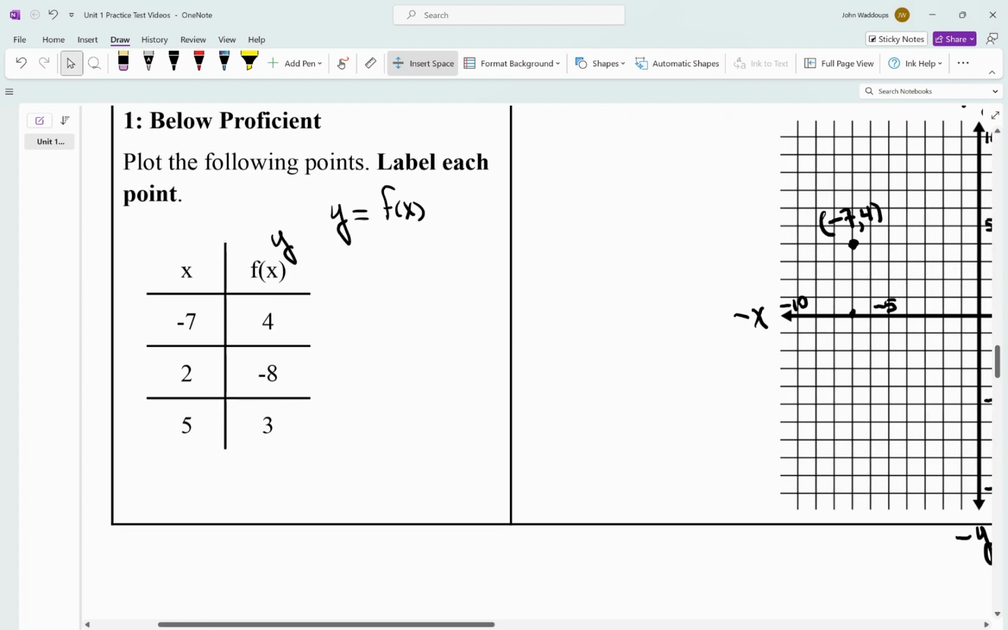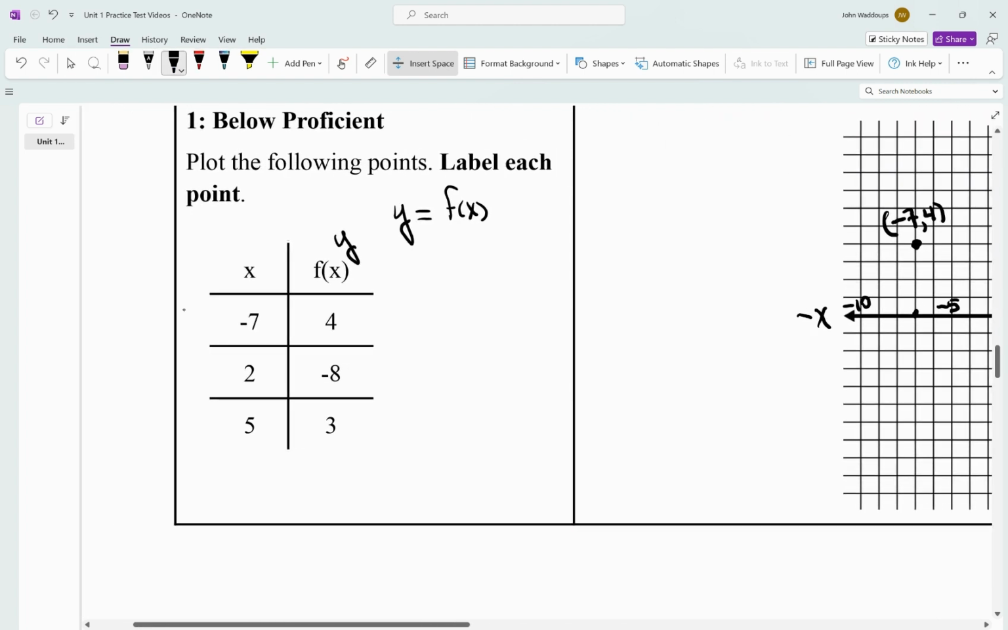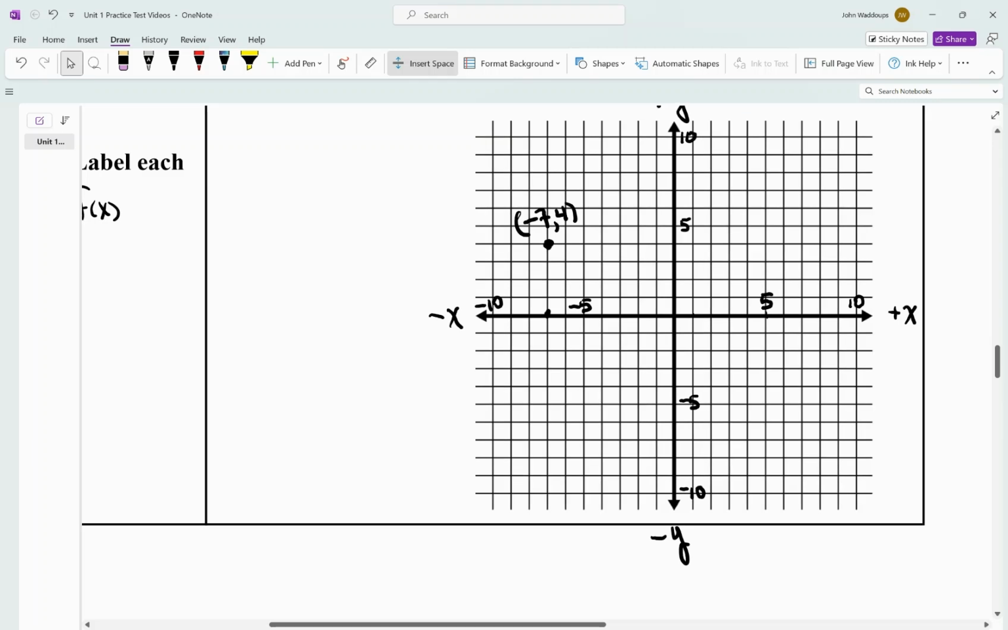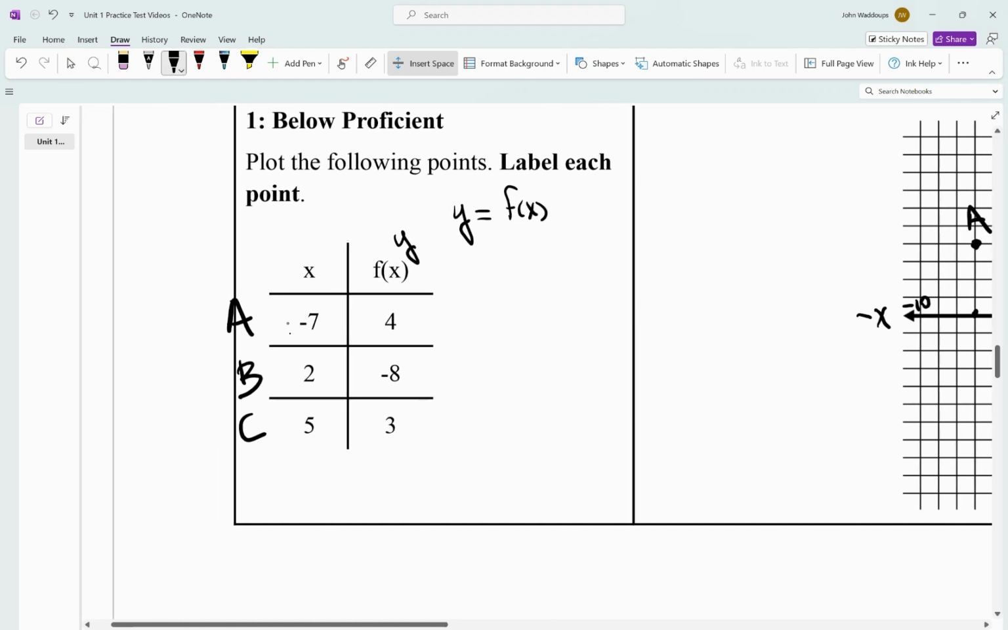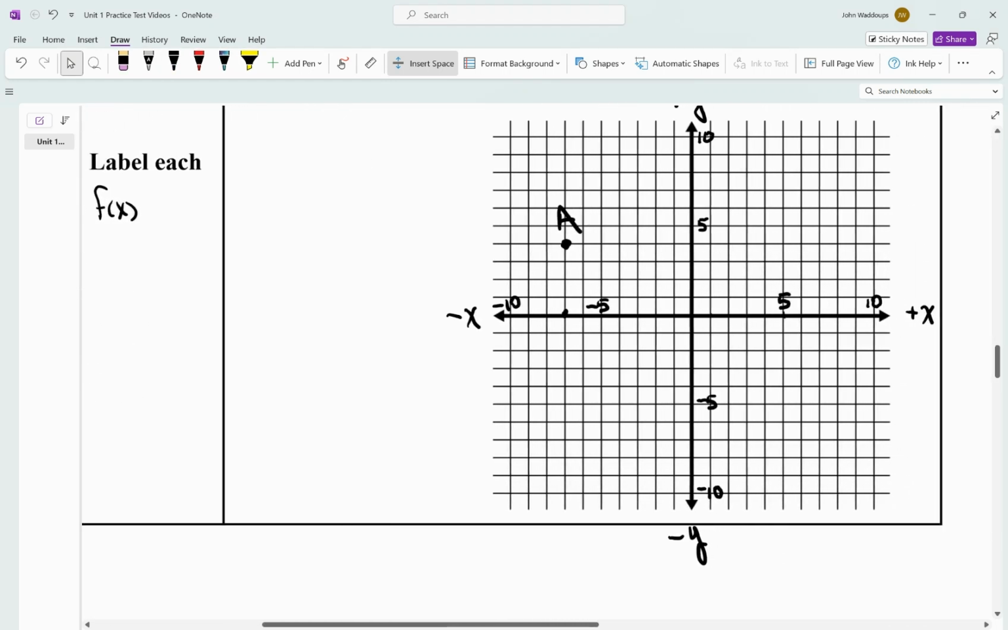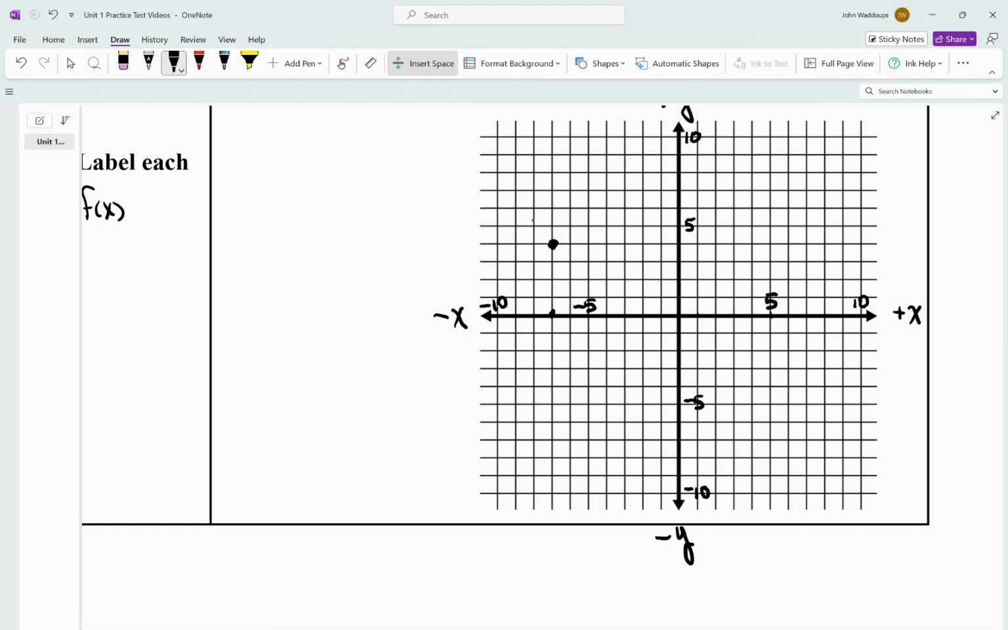Now, you could have called this A, B, C. If we had labeled it that way, we could have just called this A, and then over here, you can see A is -7, 4. But since we didn't have that, we'll just use the coordinates. This is -7, comma 4. So it can be labeled either way, with the coordinates of the point, or with some name of the point like A, or usually we use letters for that.